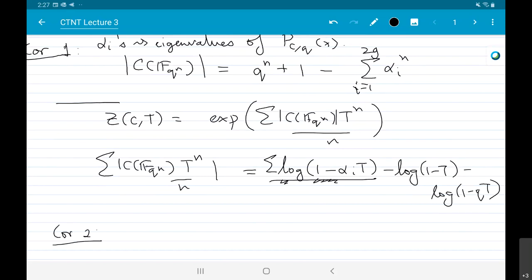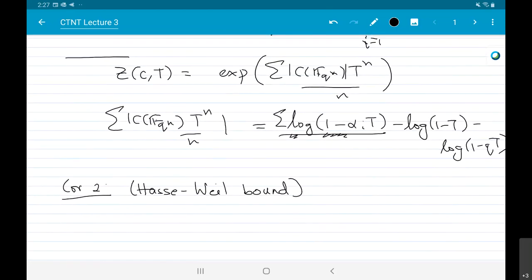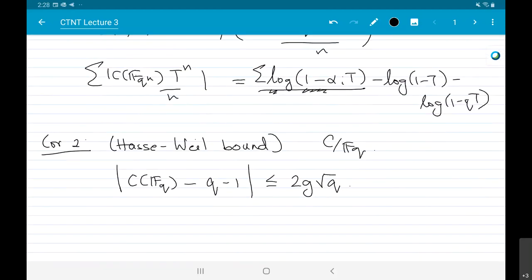Awesome. The second corollary, which is a corollary of the Riemann hypothesis and of corollary one, is called the Hasse-Weil bound. If you recall, we talked about this for elliptic curves. This is a version for a general genus g curve. And that says that if you look at the number of F_q points of C, where C is over F_q, minus q minus one, this is less than or equal to 2g times the square root of q. So remember, for elliptic curves, we said that the a_q's were less than or equal to 2 square root q. This is a higher genus version of the Hasse bound.